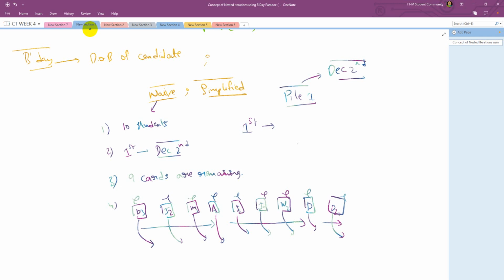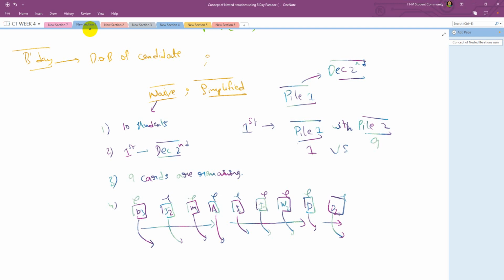And now we are going to compare pile 1 card with pile 2 cards. Pile 2 has 9 cards, right? It is gonna be 1 versus 9. So we had to manually go through each and every card, and we wanted to check if anyone has the same birthday as the first card. And if you did observe, this is a time consuming process.